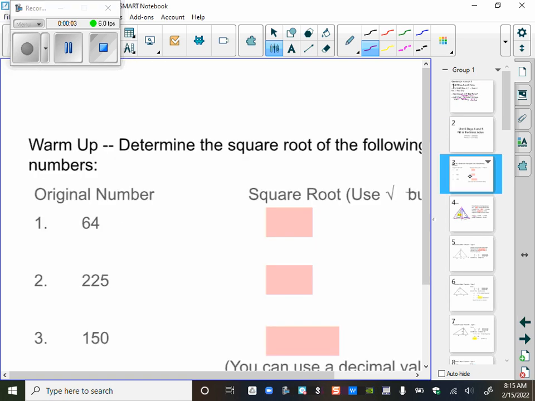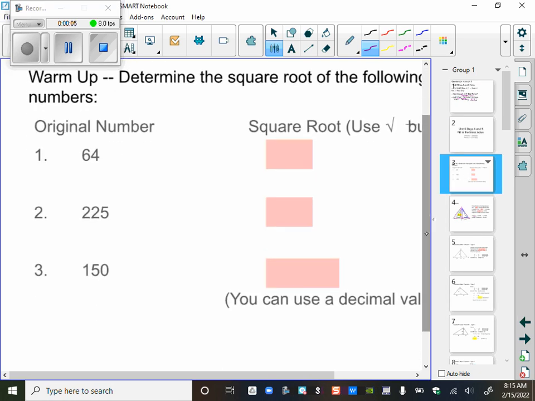All right, real quick, square roots. We're going to be dealing with some of this today. So, 8, very good. Good start. 15. Good. I put 12.247. Good enough. You might have put 12.25. That's an approximate value. But yep, perfect. Those are your square roots.